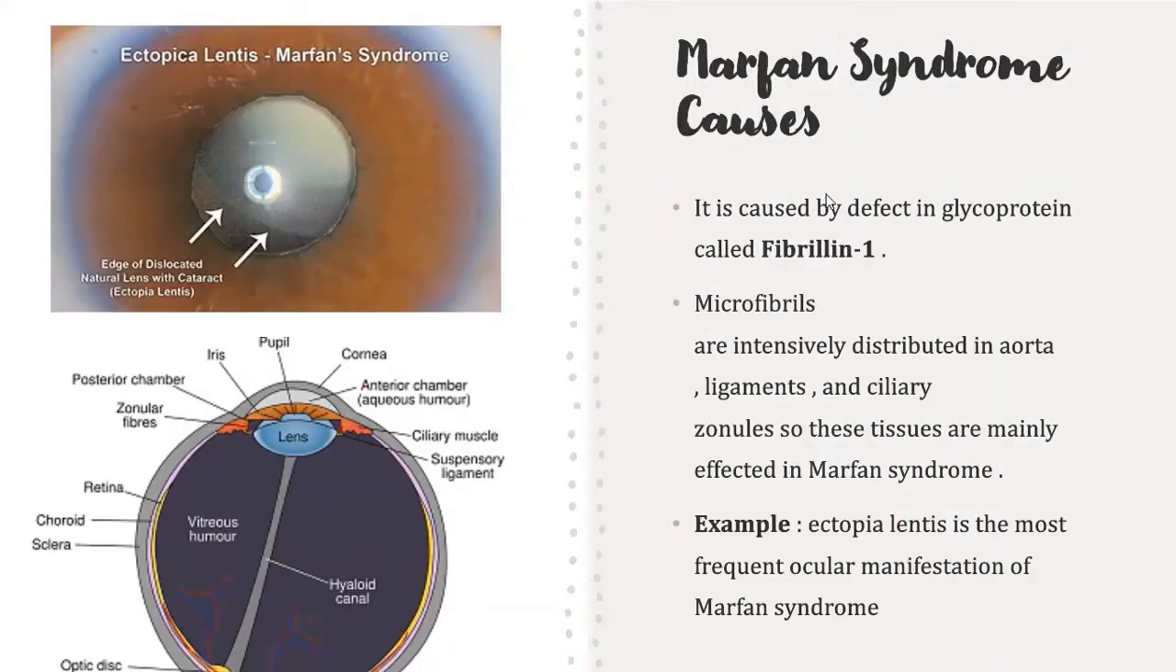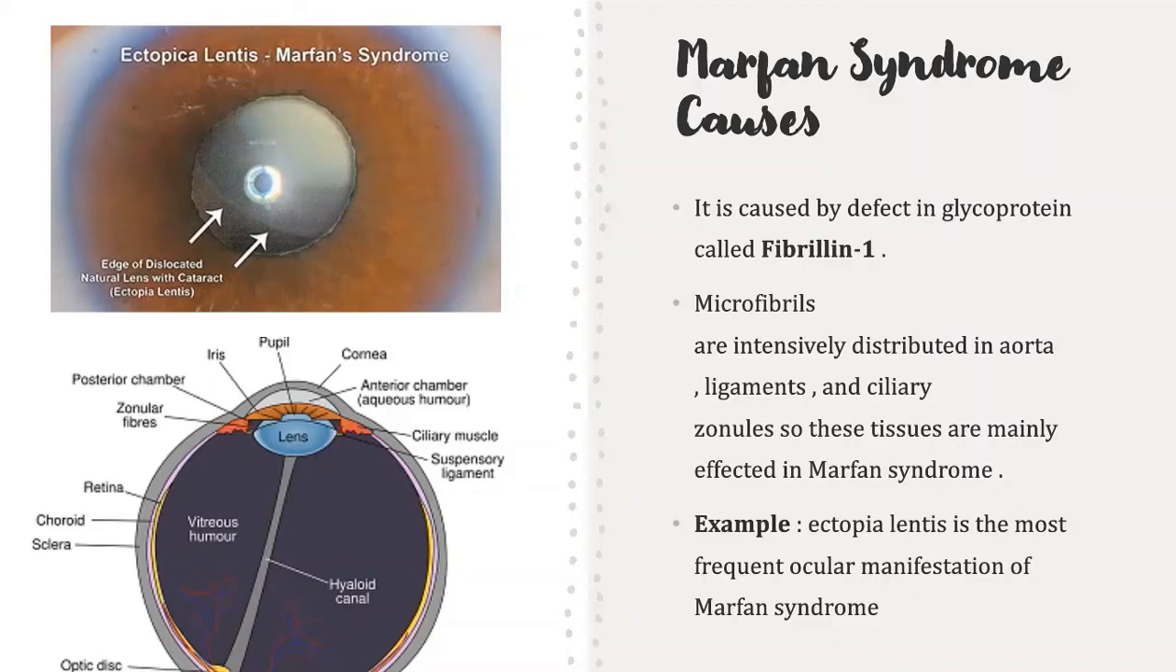What are the causes of Marfan syndrome? This is caused by a defect in a glycoprotein called fibrillin-1. This glycoprotein is secreted by fibroblast cells, which are the cells that synthesize the extracellular matrix. So this glycoprotein is a major component of microfibrils that are found in the extracellular matrix.